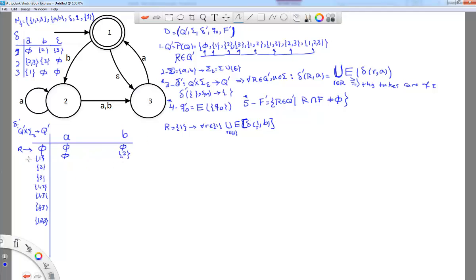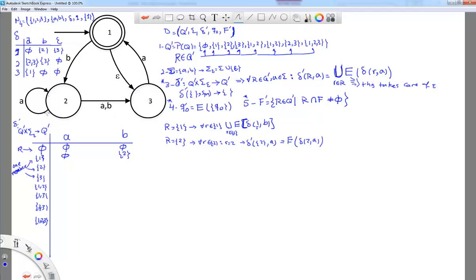Now notice for these three, you have one member, so we really don't have any unioning for these. These first four are going to be really quick. So then let's see what happens if R is state 2. Then for R belonging to state 2, which means R is equal to 2, delta prime of 2 and A is going to be E of delta of 2 and A.